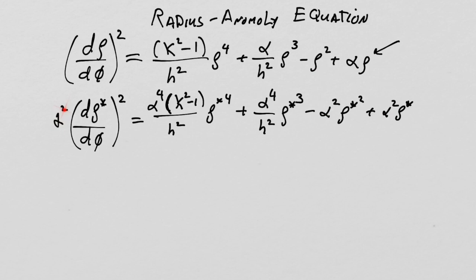Then I divide through by alpha squared, so I only have the derivative of rho star, and this fourth will become a 2, this 4 will become a 2, that'll go away, and that'll go away. That'll become a squared, those will go away, and this one will go away. And so this is the next phase of our process.